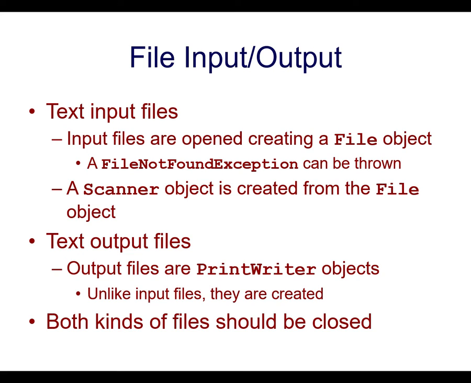We conclude with a review of text file input and output, because file I/O can throw exceptions. We begin with input files. Input files are opened, creating a File object. Opening input files can cause a FileNotFoundException to be thrown, which is a checked exception. It occurs when the file supplied does not exist, so it must either be caught or designated as thrown. The simplest approach is to then create a Scanner object from the File object.